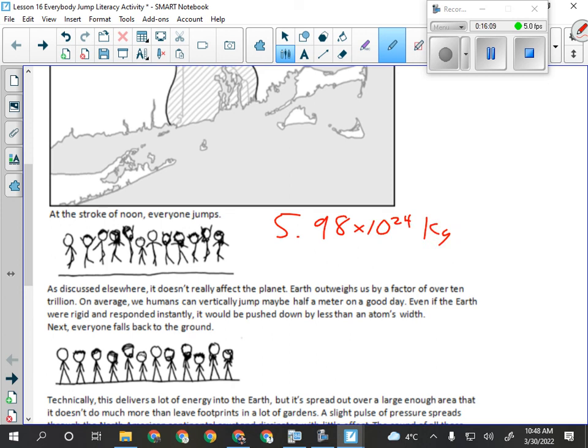Okay, on average, we humans can vertically jump maybe half a meter on a good day. Some people are really athletic and they can jump higher than that. Some people are like me and their athleticism left them long ago and have a credit card vertical.